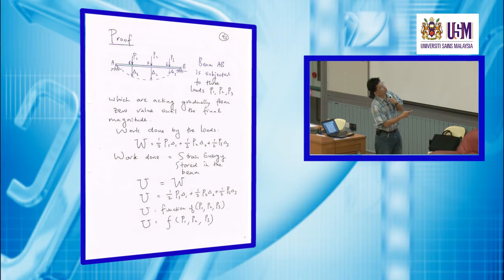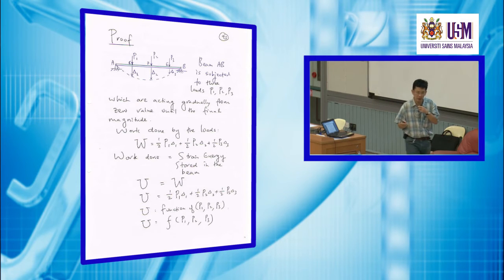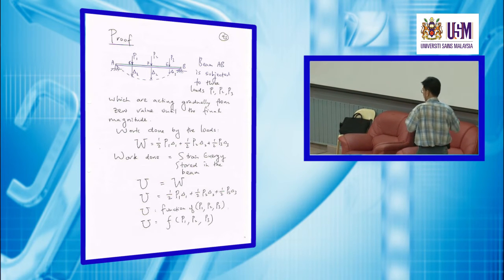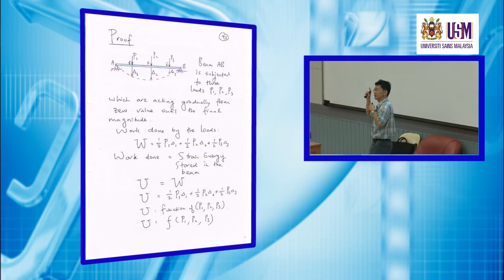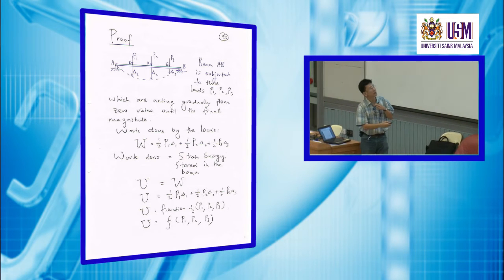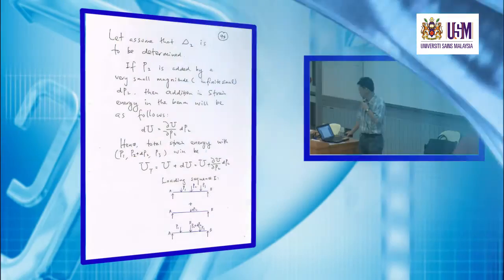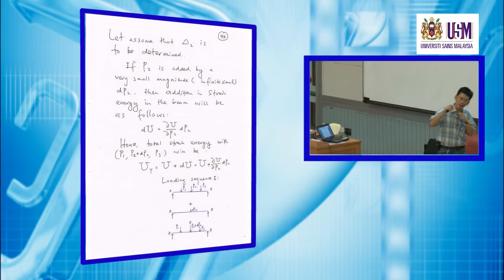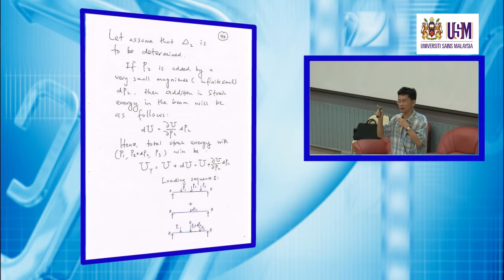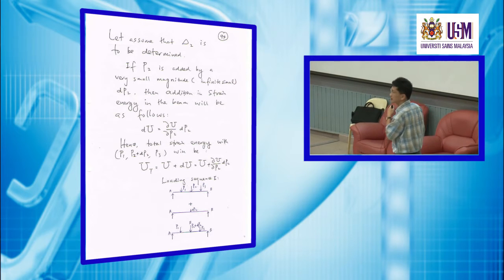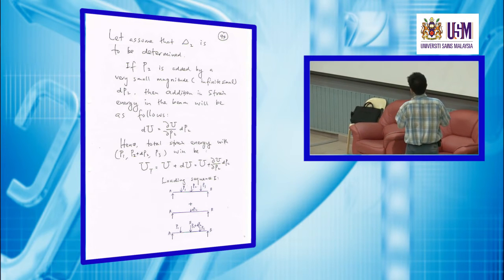And U, we can express as a function of P1, P2, and P3. We consider P1, P2, and P3 as variables. Then the strain energy is a function of the loads P1, P2, and P3. So remember these equations. Next, we apply a load at point 2, where P2 is acting. We assume that now we want to determine delta 2.